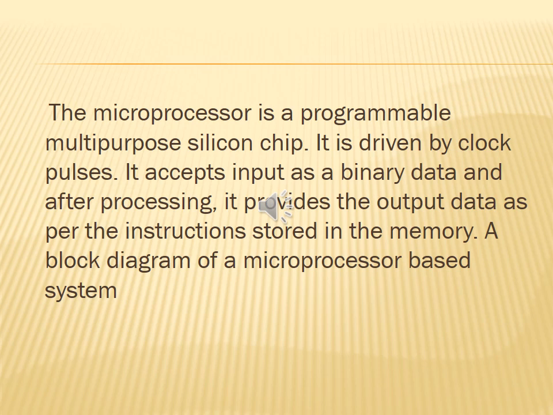Basics of the microprocessor. A microprocessor is a programmable multi-purpose silicon chip. It is a chip with programmable input inside. Without instructions, the microprocessor cannot do anything. It is driven by a clock. Whatever actions it performs are maintained by the clock pulses. It accepts input as binary data, and after processing the input, it provides the output data according to the instructions in the memory.